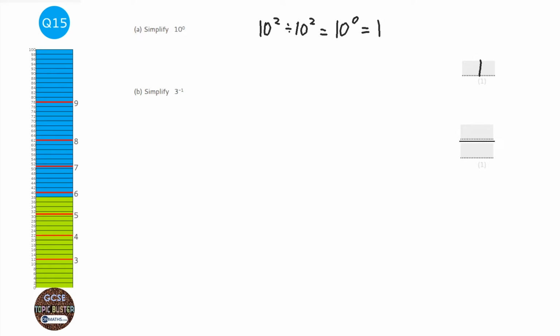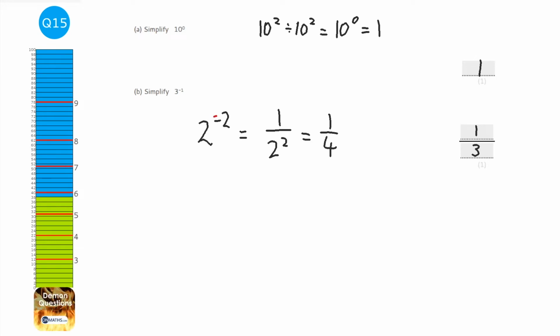The second thing you need to remember is if you have a negative power, all you do is you get the number, say 3 to the power of 1, which is just 3, and put a 1 over it. So if you had 2 to the power of minus 2, that would be 1 over 2 squared, or a quarter. So the negative just results in putting a 1 over it.